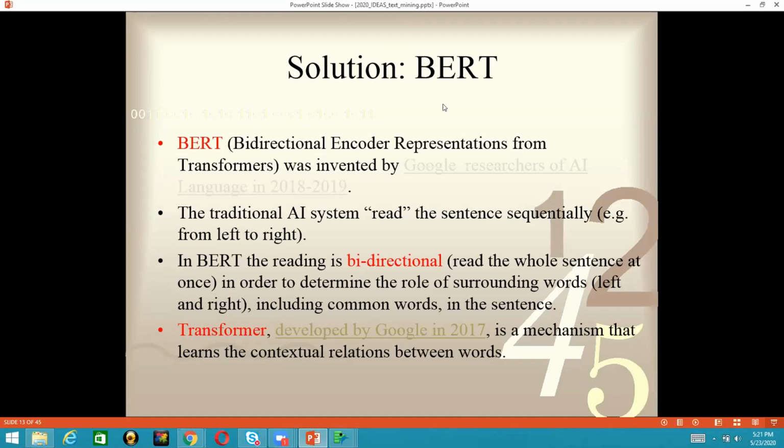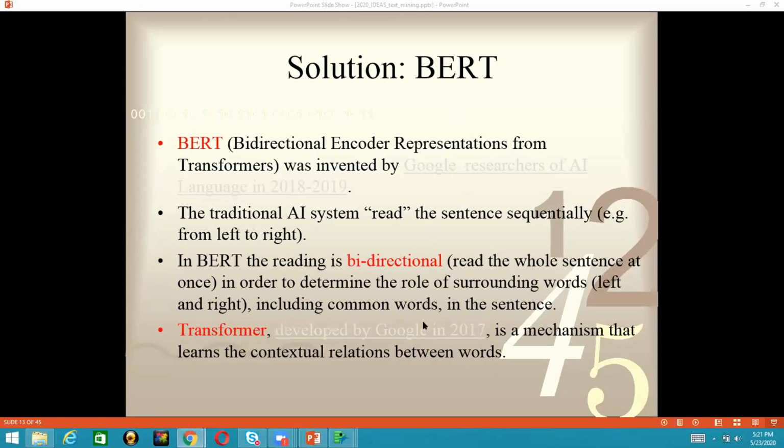Another key point is the transformer. BERT uses the encoder from a transformer. The transformer was created by Google one year before, in 2017. It's a mechanism that learns the contextual relation between words.